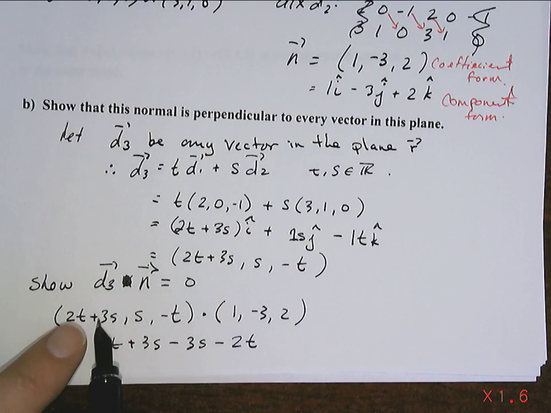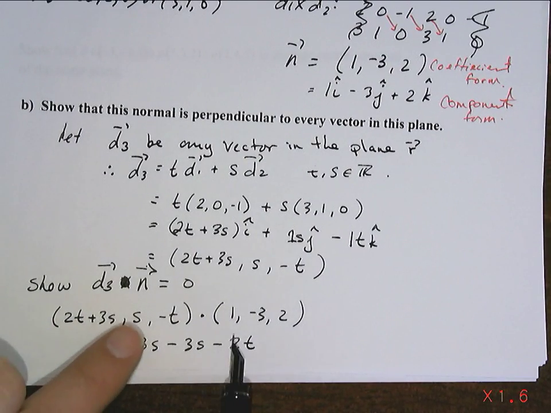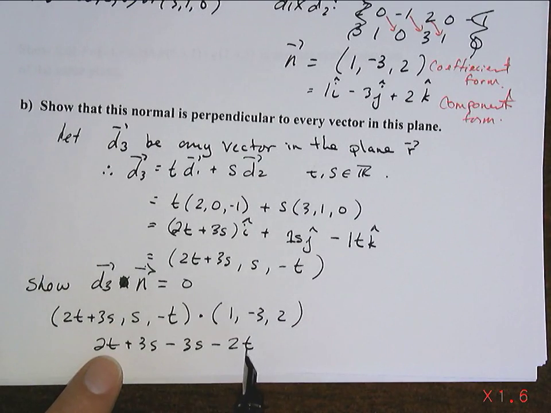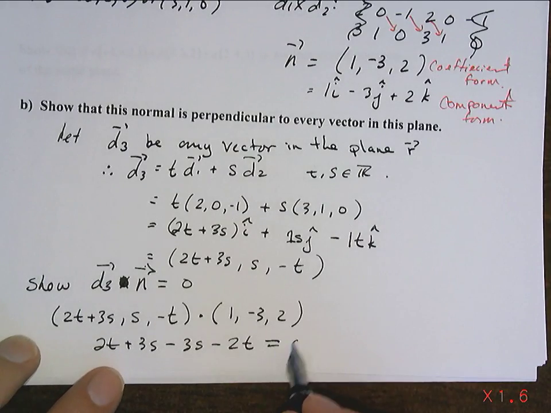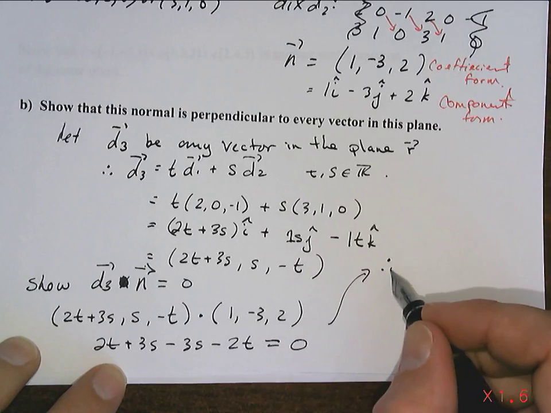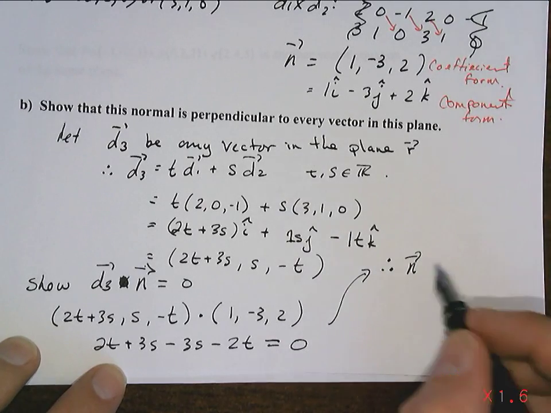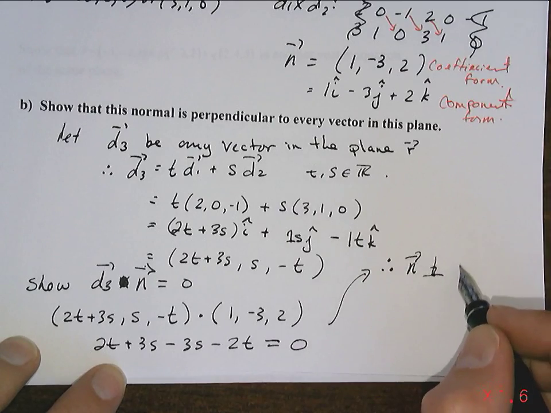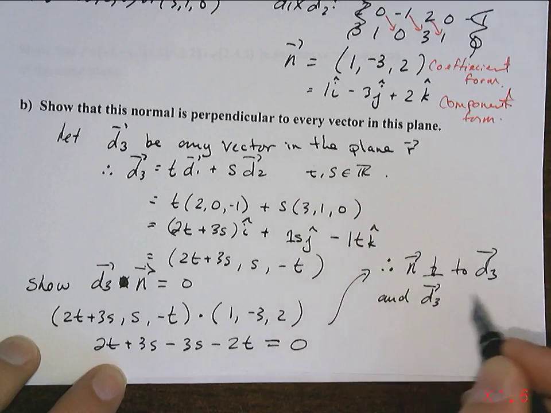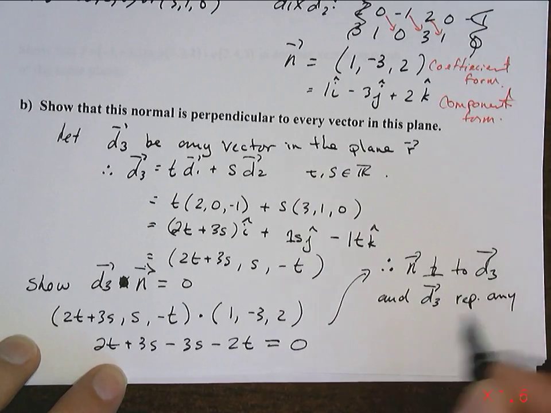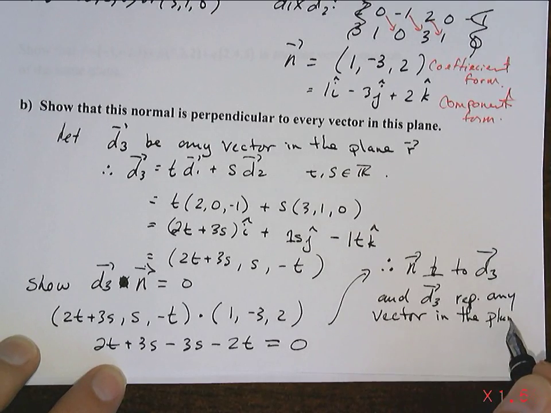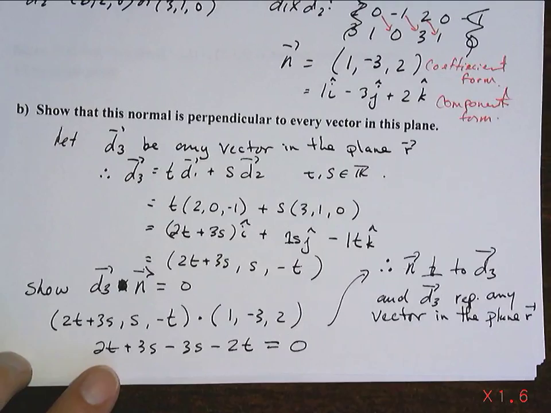So here's the dot product. To do the dot product, it's this times this, plus this times this, plus this times this. So it's this plus this, which is going to give us 0. Therefore, the normal is perpendicular to D3, and D3 represents any vector in the plane R. Hey, that's brilliant. I'm so proud of myself.